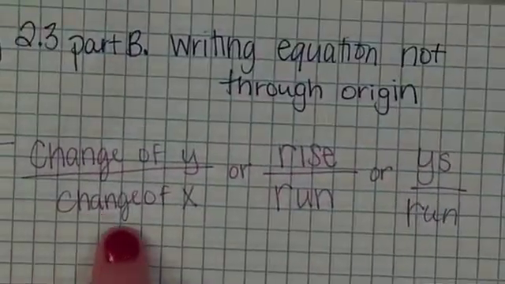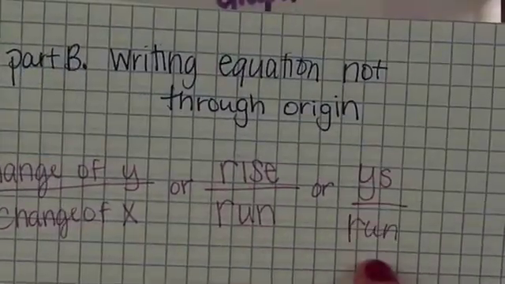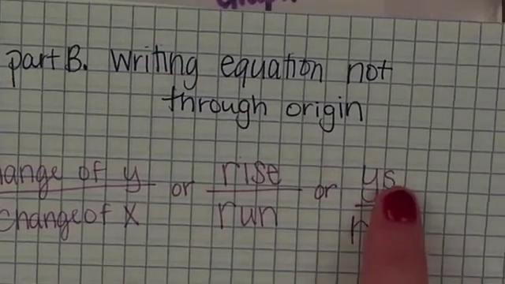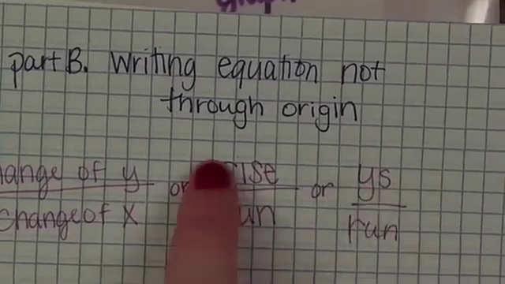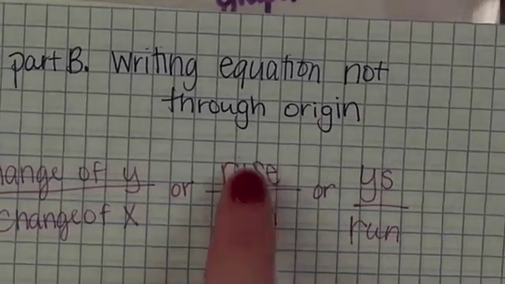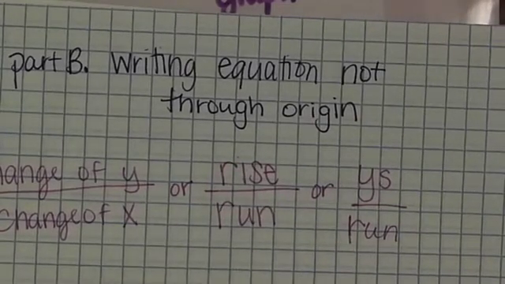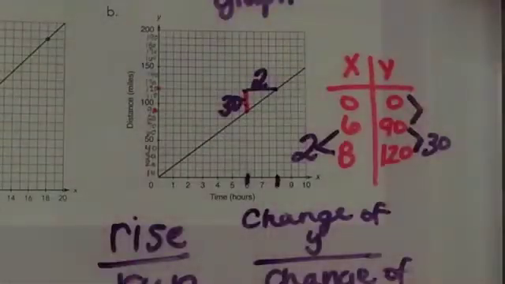So it's change of y over change of x, rise over run, y's over run. I like saying y's over run, rise over run. You have to memorize this. It's just something that you're going to have to do. So now let's look at this graph.